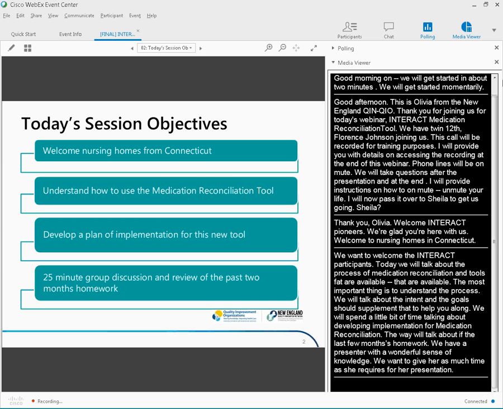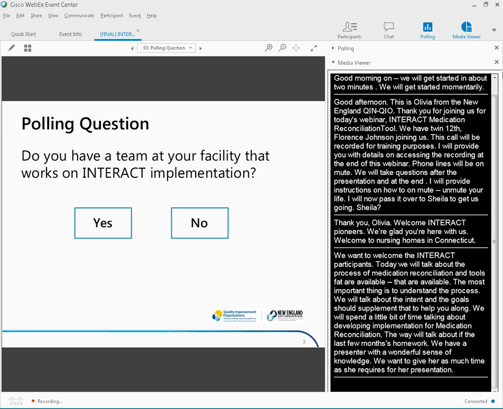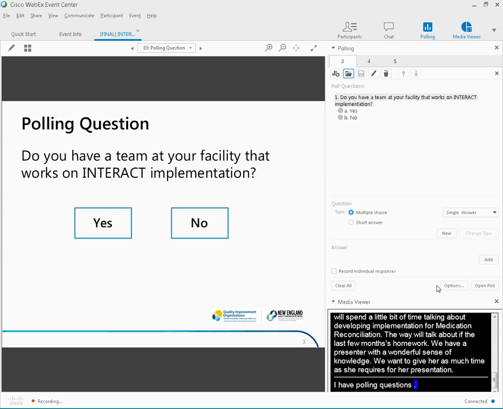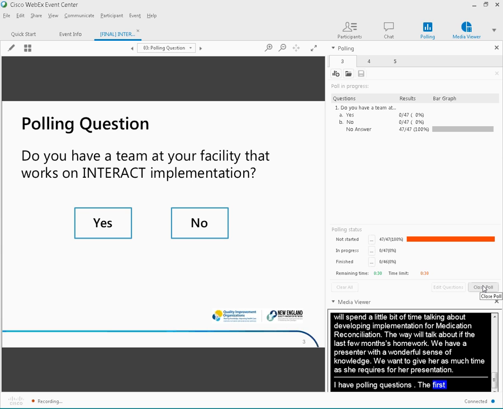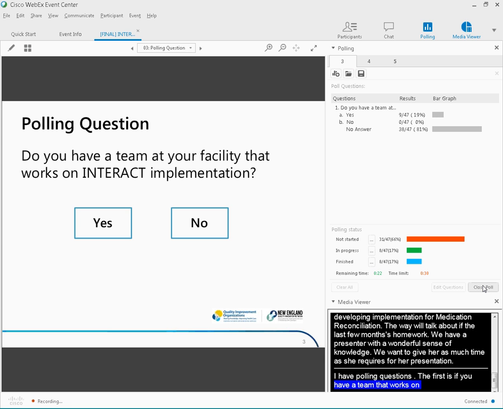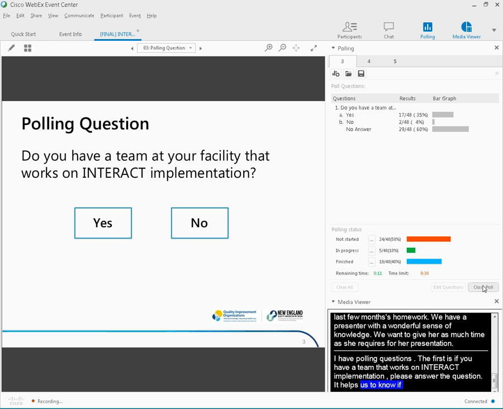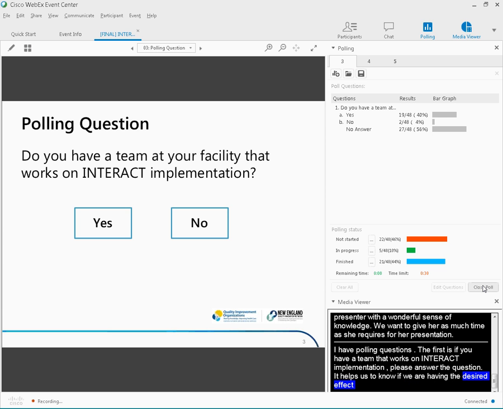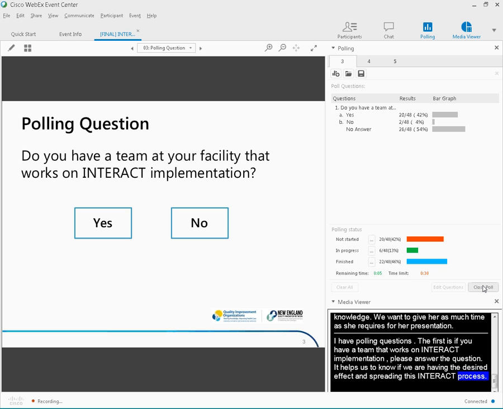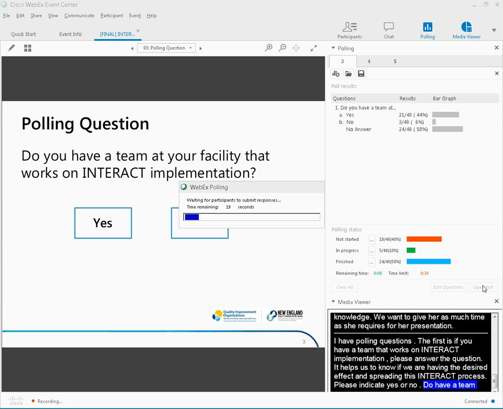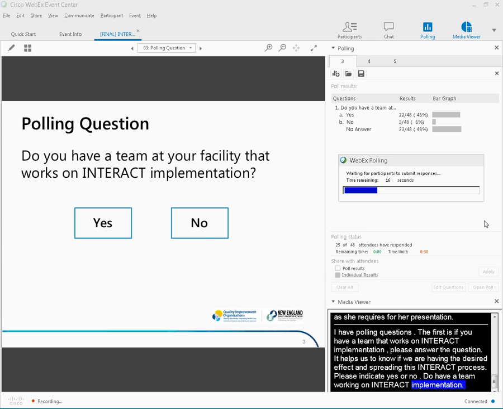And just to touch base with you about homework from previous sessions, I have a couple of polling questions. So the first polling question, if we can get that up, we're asking if you have a team at your facility that works on Interact implementation. So, Olivia, I'm sending that polling question up. Yes, I see it. If you could just answer that, we would be so grateful, because that helps us know if we're having the desired effect, if we're spreading this Interact process across the state. So, just tell us yes or no. It's anonymous. Do you have a team working on Interact implementation? And after you answer yes or no, be sure to hit that submit button in the bottom right-hand corner of your screen, because that's what will make the results come up. Thank you.